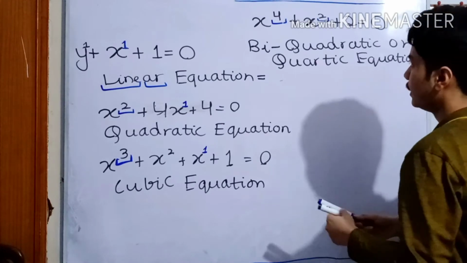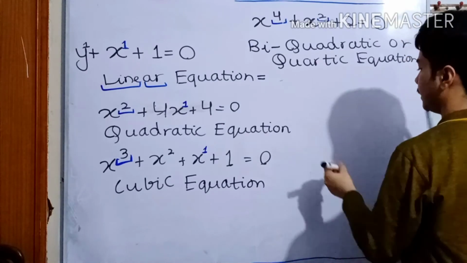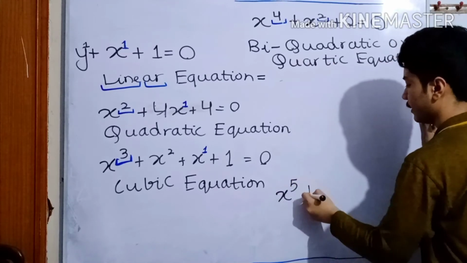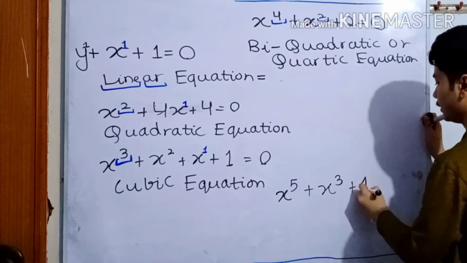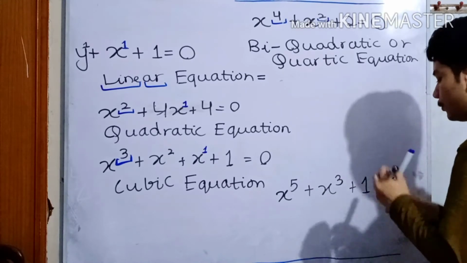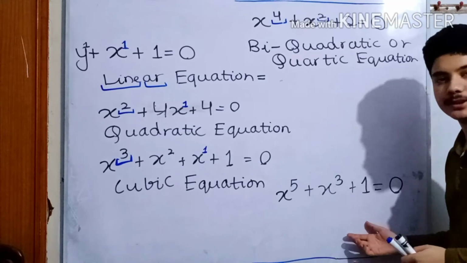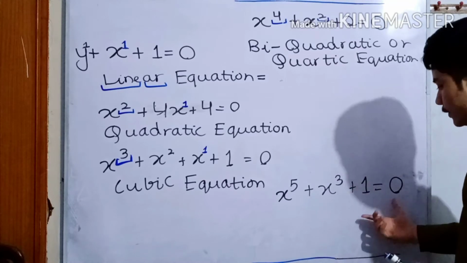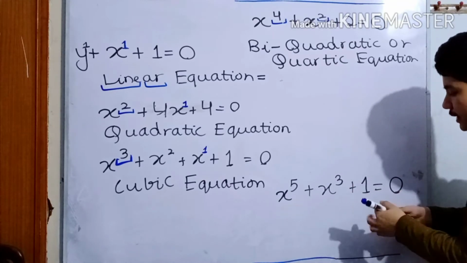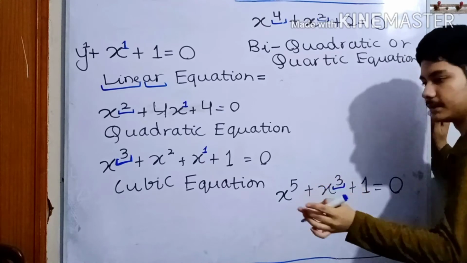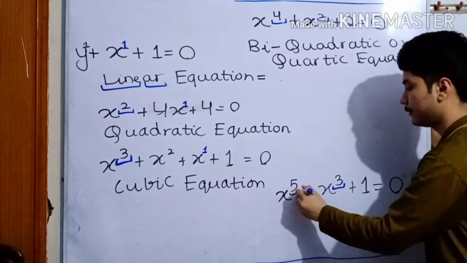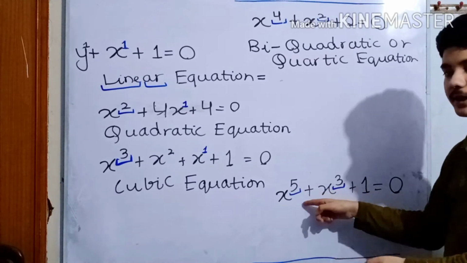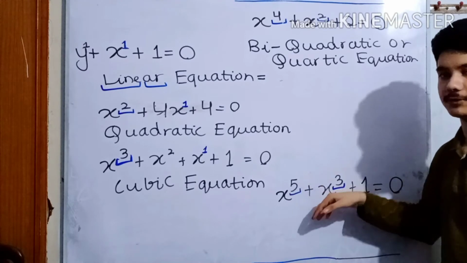Alright, and then last but not the least, here is another example: x power 5 plus x cube plus 1 equals 0. So this is also an equation because it contains an equals to sign. You can see here two powers are written, one is 3 and one is 5. So may I ask you, which is the highest power? You can call it 5.